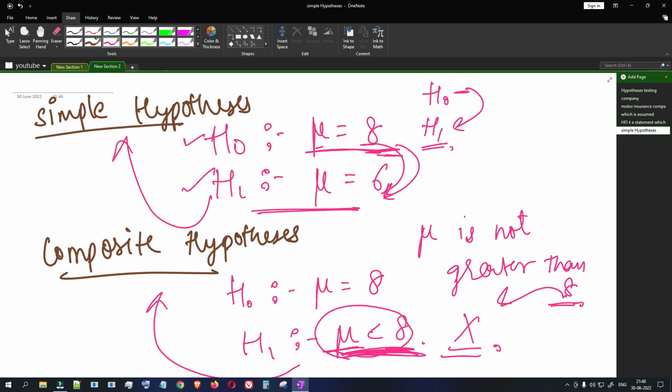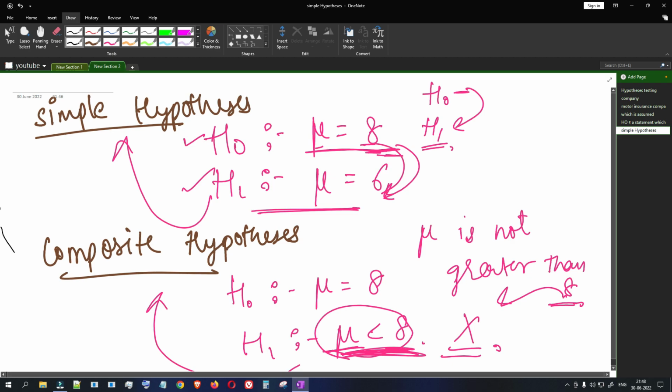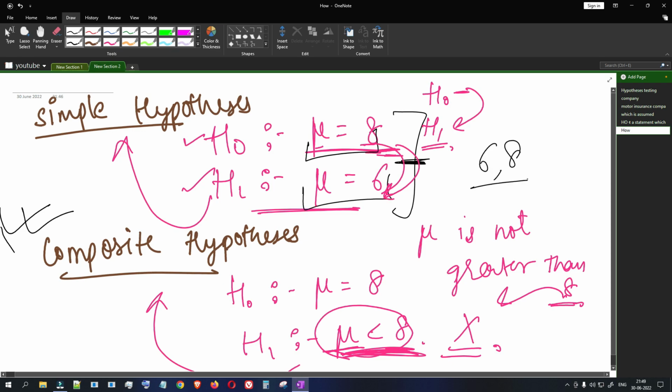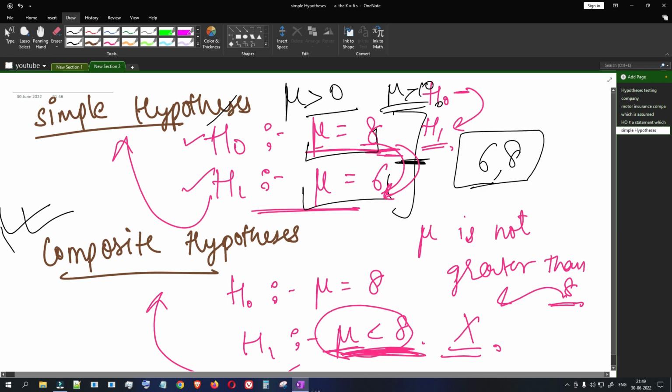To be very honest and frank, in our course we will consider only composite hypothesis, because the simple one is very unlikely to exist. It's very hard to understand that if mu is not 8, then it would be 6. It's very hard to stick to two values itself, because we don't know what the true value could be. We can say that it could be in a range. We can say that it could be greater than 0, it could be greater than 10, but we can't be sure of one particular value.